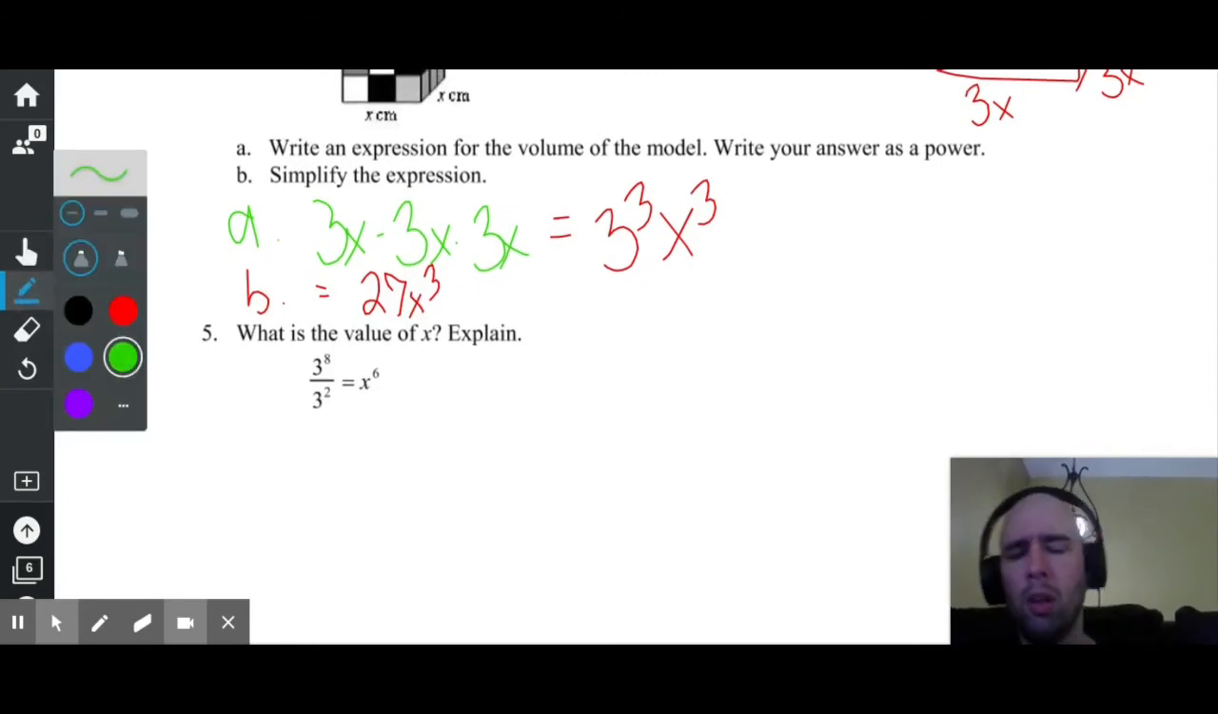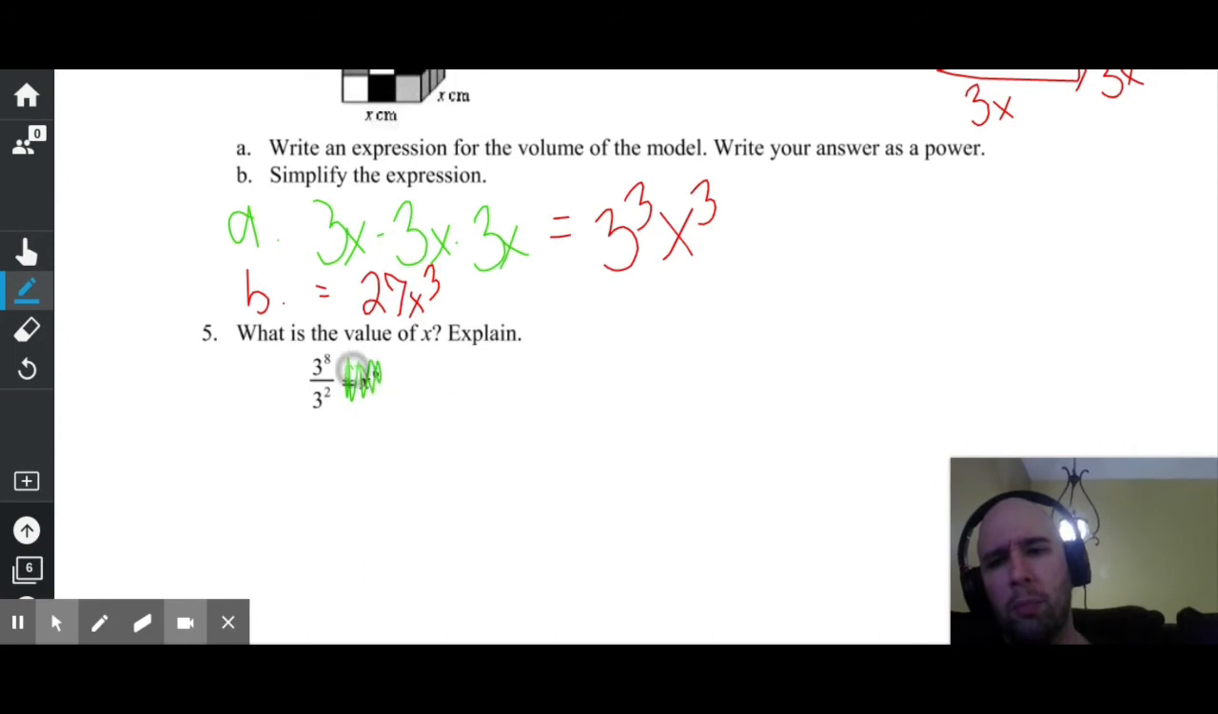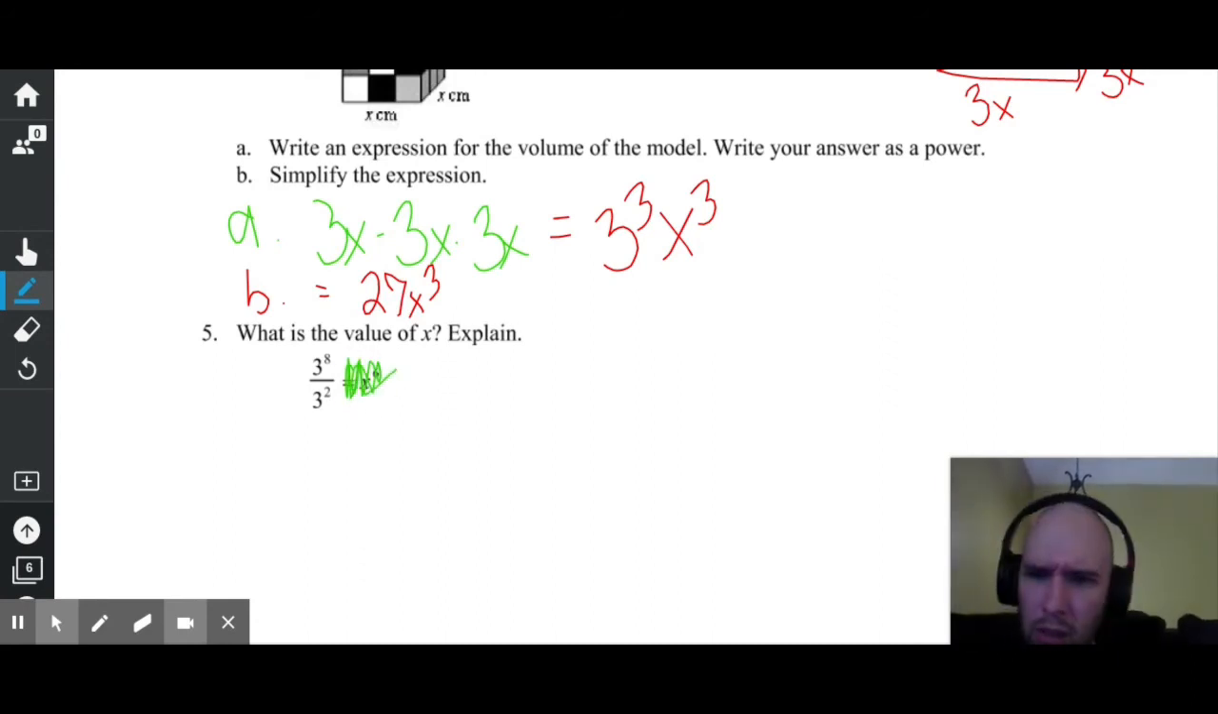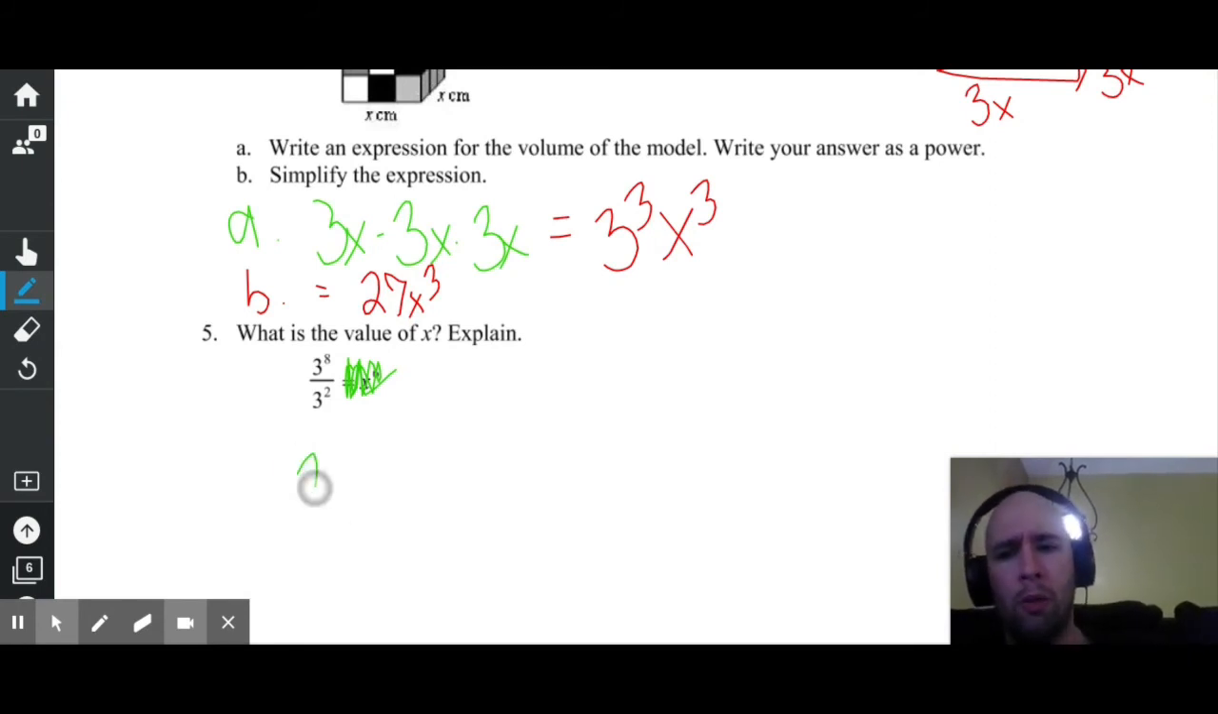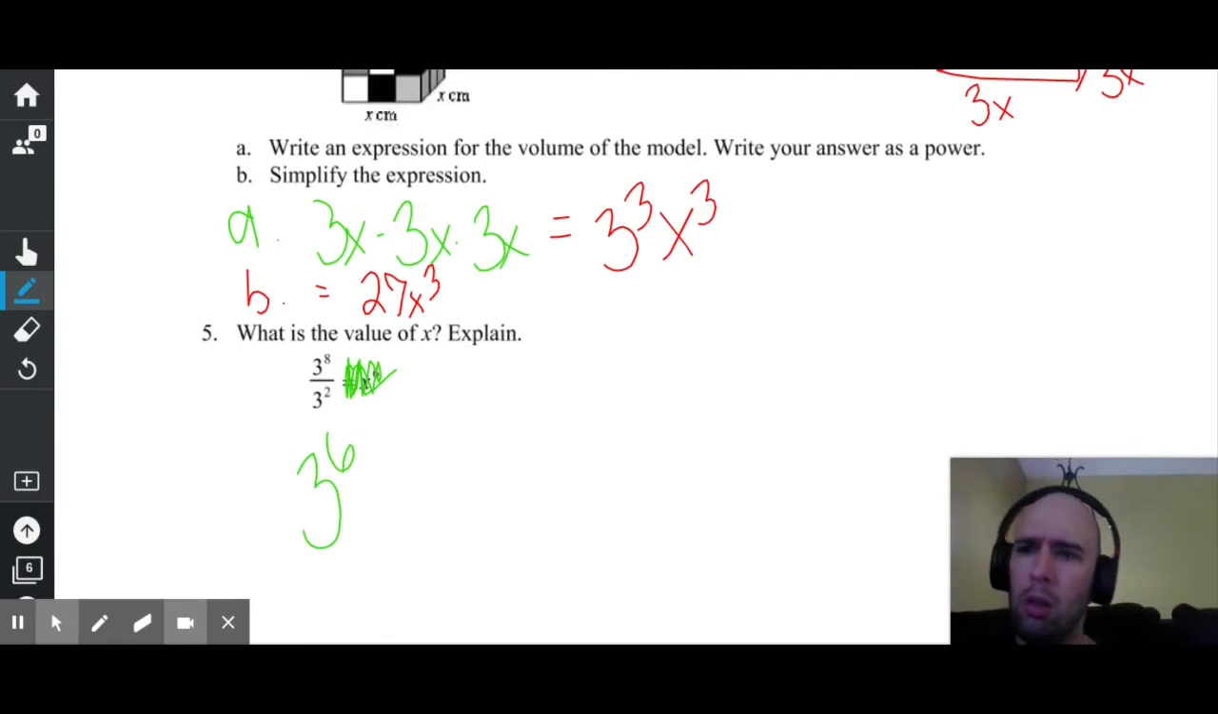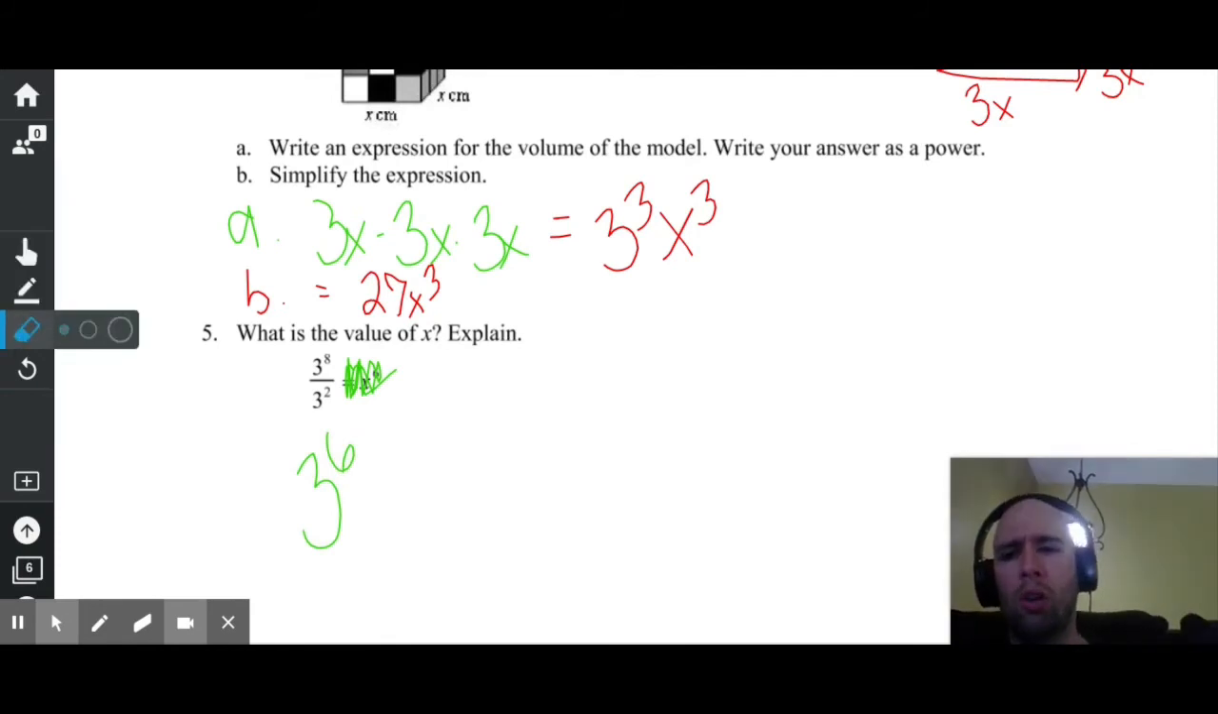Another weird problem. I'm going to ignore that. Pretend that that's not there. 3 to the 8th over 3 squared is a number. So I have 8 3's on top, 2 on the bottom. Top's more powerful by how many? By 6. Now it wants us to compare that to, I don't know, x to the 6.